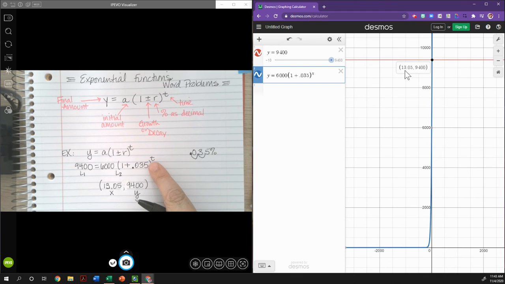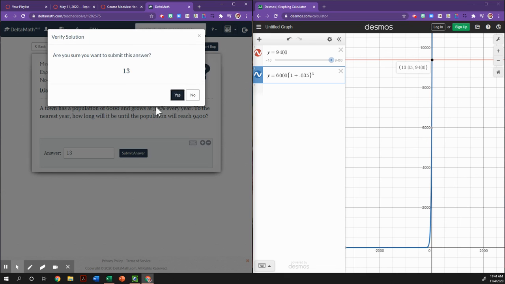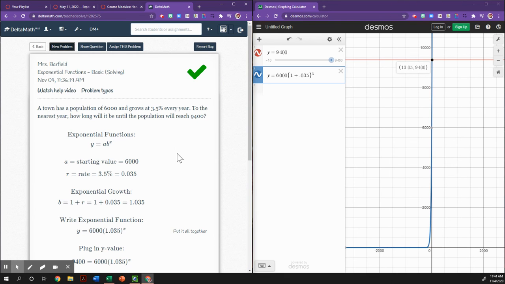Now if you remember, we replaced t with x over here in Desmos. All right, so that is our years. Okay, and it said to round to the nearest year. Well, in that sense, a whole number, so that's going to be 13. So I'm going to go over here and say 13. Okay, and for some reason my 3 will not type in. There we go. 13. Submit my answer. Yes, and there we go.